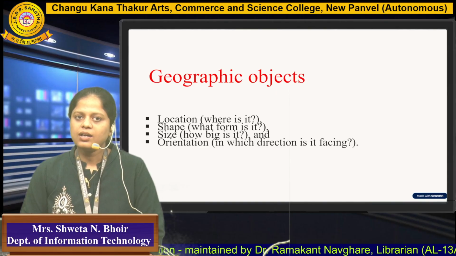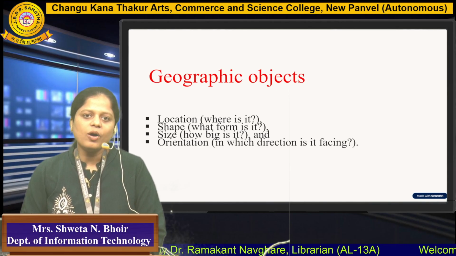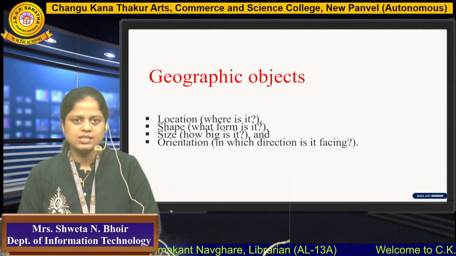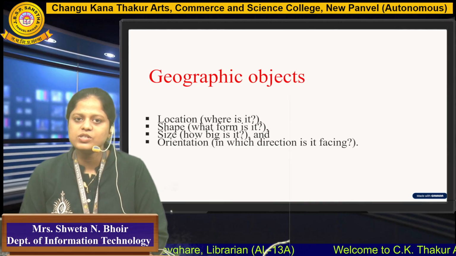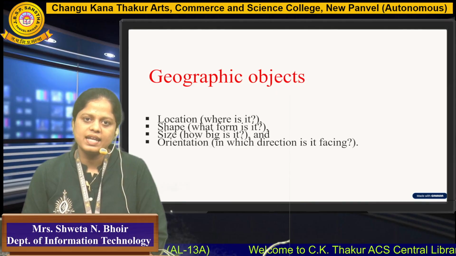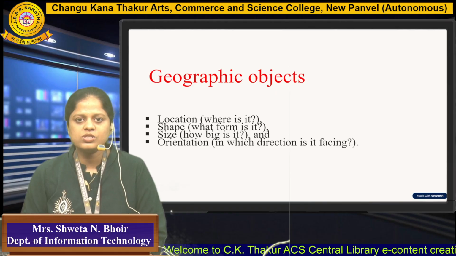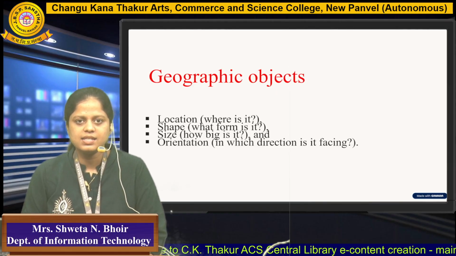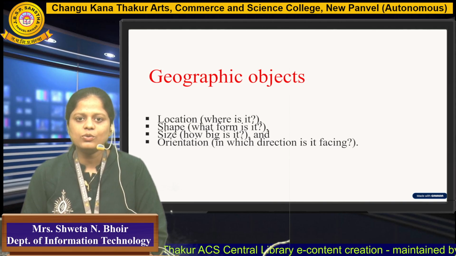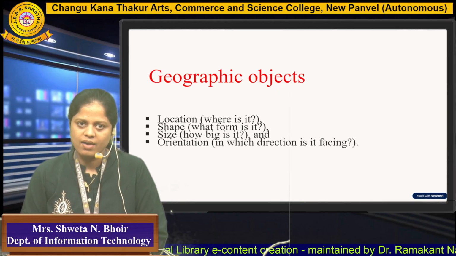Okay, so the third terminology is the geographic object. So what objects are we going to use in GIS? First of all, we will use the location. Which location are you using for your aerial mapping? Where it is located, from the source to the destination, what is the distance, from the satellite to the ground station, how many kilometers distance it will have.